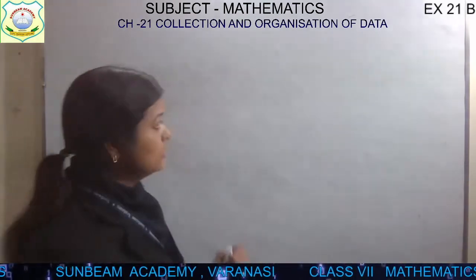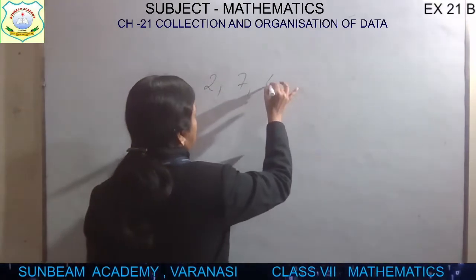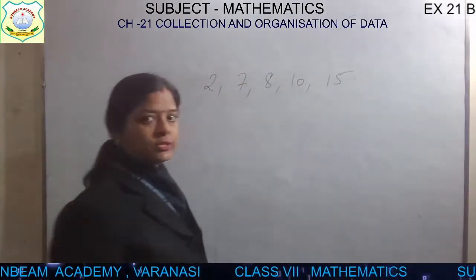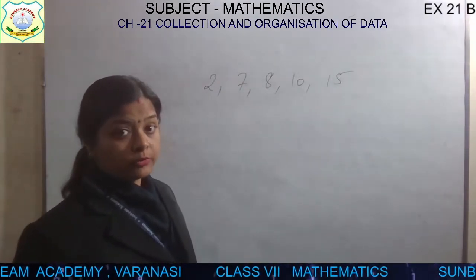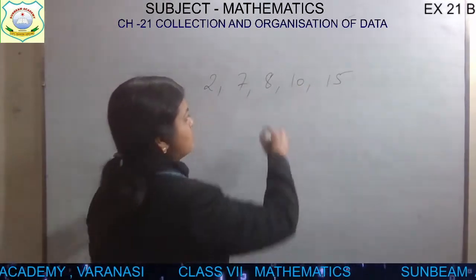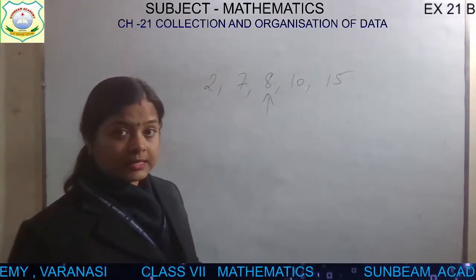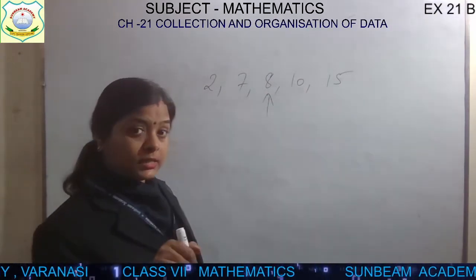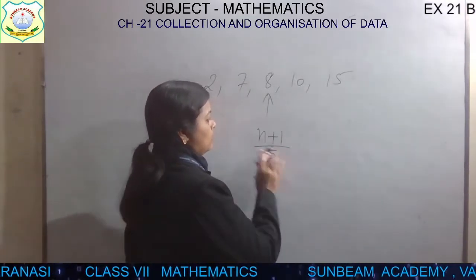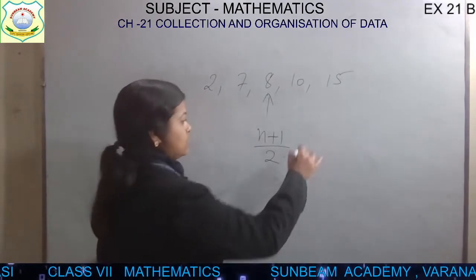Like suppose the data is 2, 7, 8, 10, 15. Okay. So which one is the middlemost value out of this? So we will separate this two, and this is the middlemost value, isn't it? So we can find it very easily. N plus 1 by 2th term. N, what is n? N is the number of observations. N plus 1 by 2th term, we call it, beta.